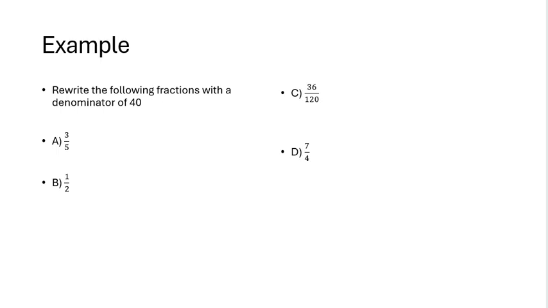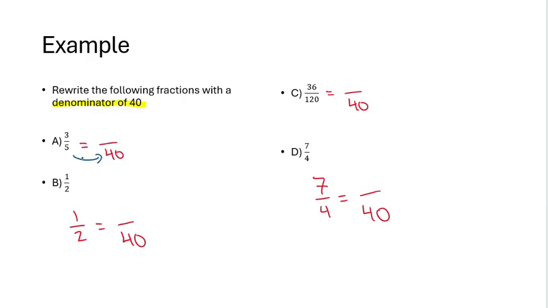So I'll just go through a couple of them real quick. It says here, rewrite the following fractions with a denominator of 40. So I know that I have to turn all of these fractions into 40. I'll just set it up. You just got to ask yourself, what do I do to the 5 to get to 40? You're just going to do times 8. If I multiply the denominator by 8, I also have to multiply the numerator by 8 as well. So I end up with 24/40.